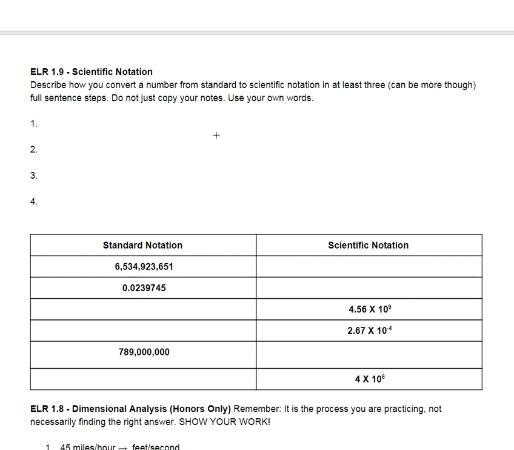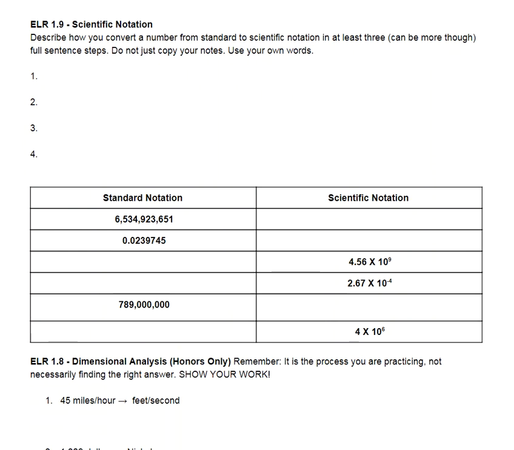This is the Unit 1 study guide for ELR 1.9. This ELR is all about scientific notation. The first question is asking us to make our steps for how we would use scientific notation.